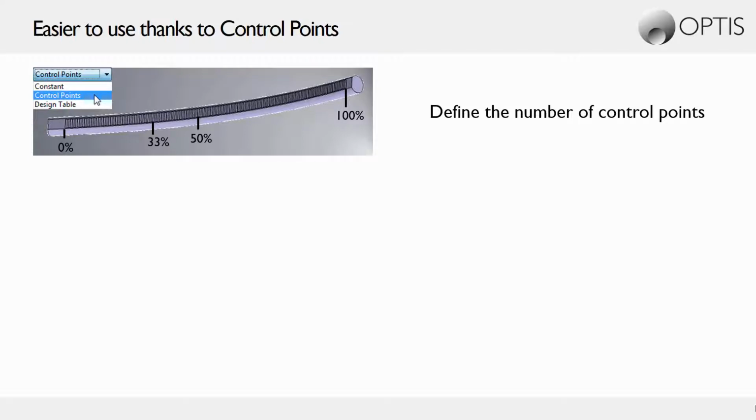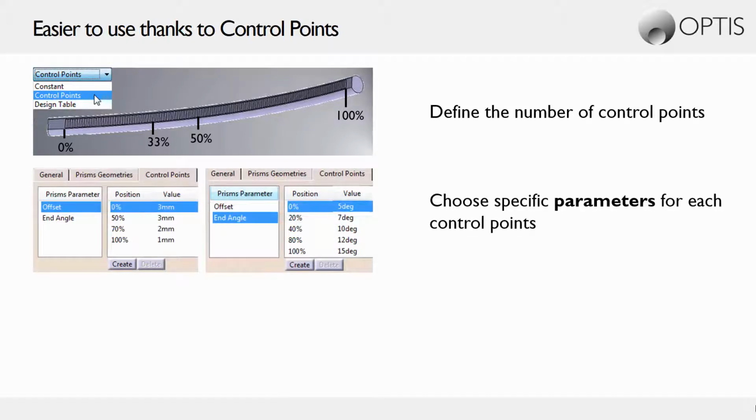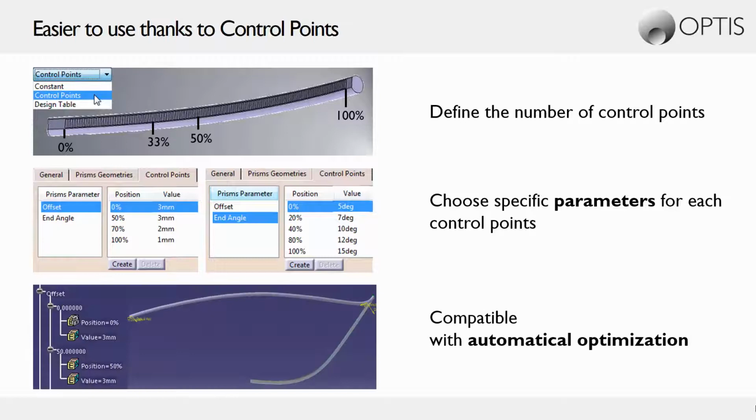Choose relative position and enter a local parameter value for each parameter. The parameters of control points are accessible in the CAD tree, and you can reuse the parameters and define them as targets in an optimization loop.